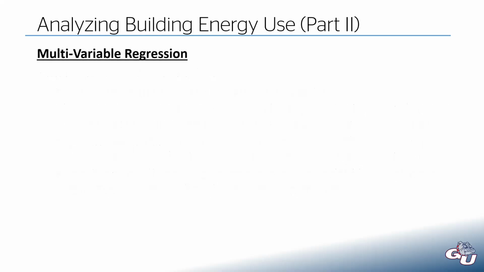What we've been looking at with pairing kilowatt hours to cooling degree days and therms to heating degree days is a single variable regression. You only have one variable for each of those that you're having to worry about. On the cooling side, you're saying the only thing impacting electric use is cooling degree days. And similarly for gas use and heating degree days.